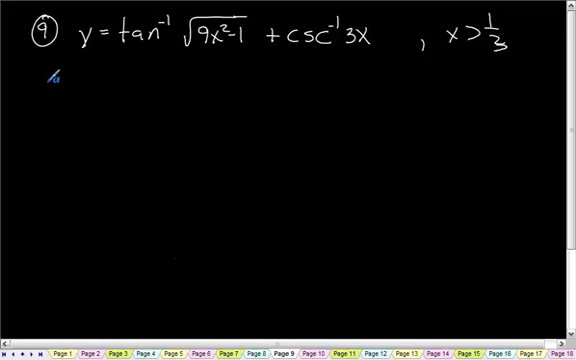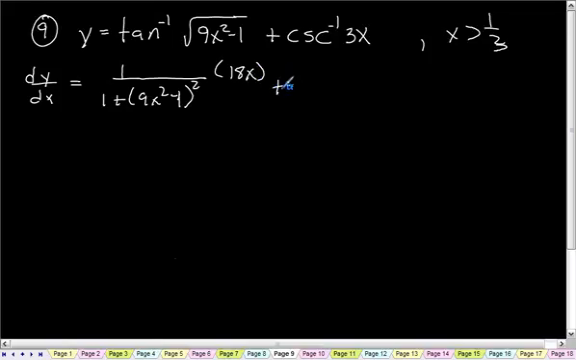So let's take the derivative, dy dx. The derivative of tangent is 1 over 1 plus, looking at our chart, 9x squared minus 1. That's what's inside as x, that's our x value squared. And then times the derivative of the inside. The derivative of the inside would bring the 2 times the 9. It gives me 18x.